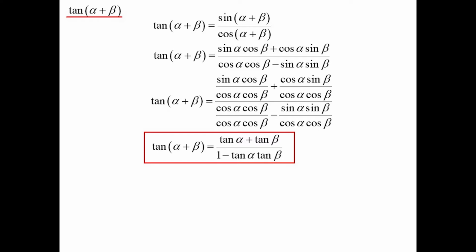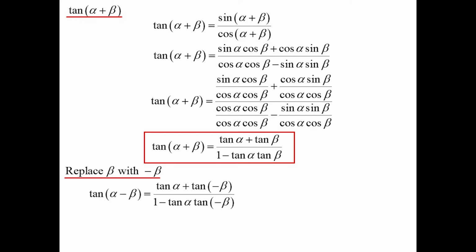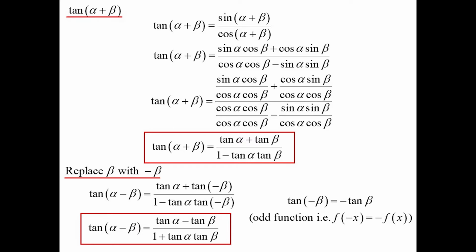All right, no prizes for guessing what I'm going to do now, because we've got to work out the minus one. So let's replace beta with minus beta. So tan of alpha minus beta becomes tan alpha plus tan minus beta on 1 minus tan alpha tan minus beta. Tan, odd or even? Odd. So we know the tan of minus beta is the minus tan of beta. So we get tan alpha minus tan beta on 1 plus tan alpha tan beta.